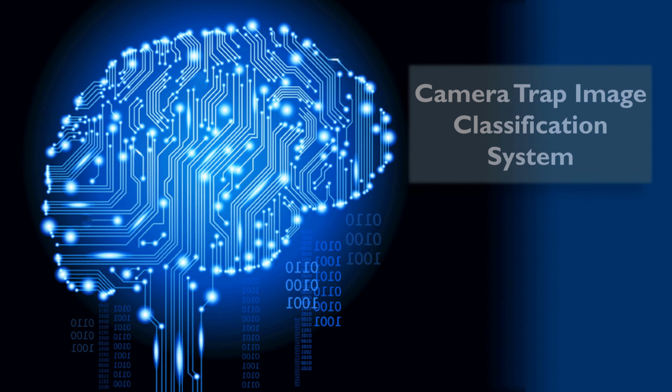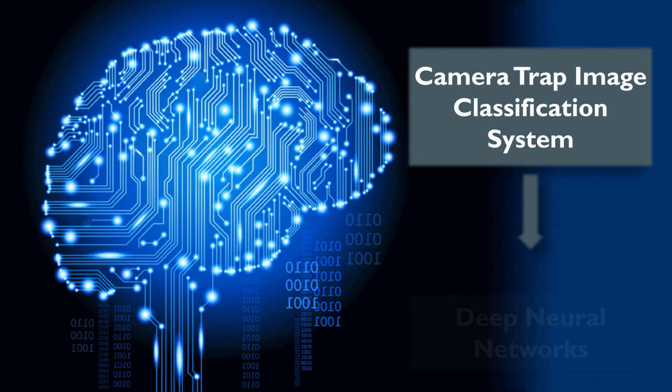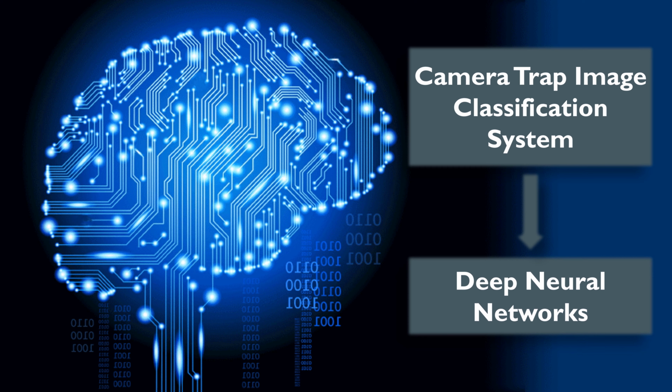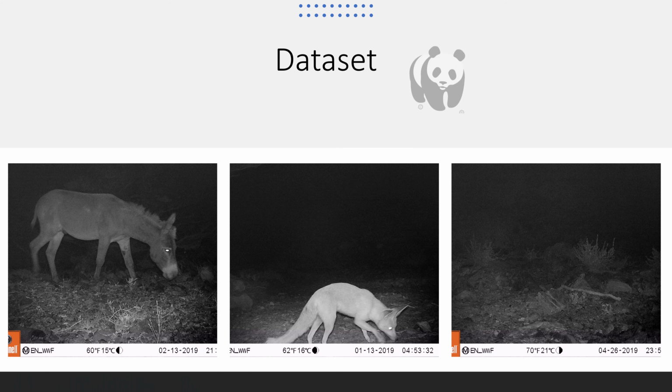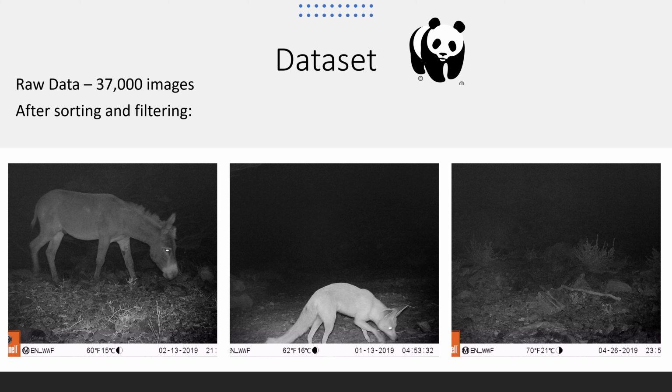To solve these problems, we propose a system that makes use of deep learning and convolutional neural networks to automatically classify images. The data used to train the models was provided by Emirates Nature WWF, and after filtering, the data set consisted of 1,000 images of each class: donkey, fox, and ghost.